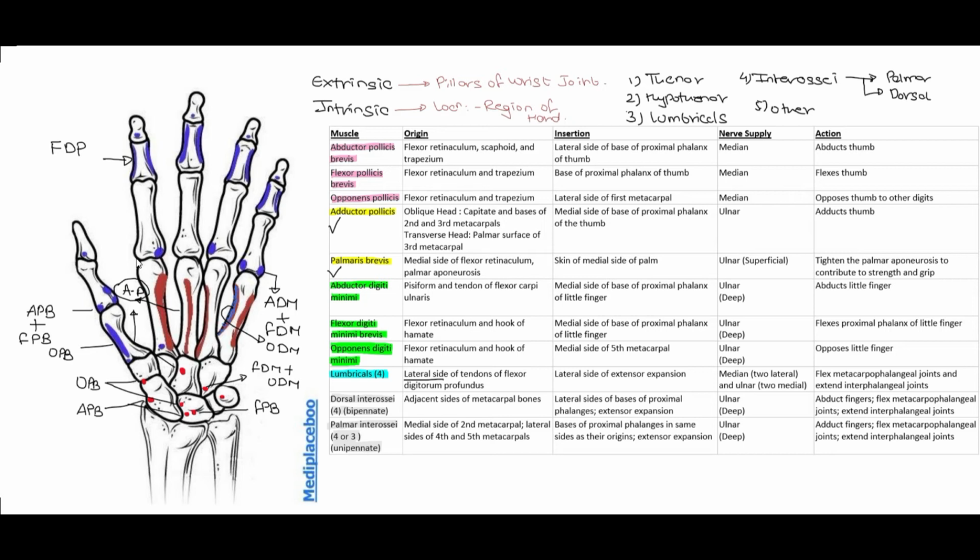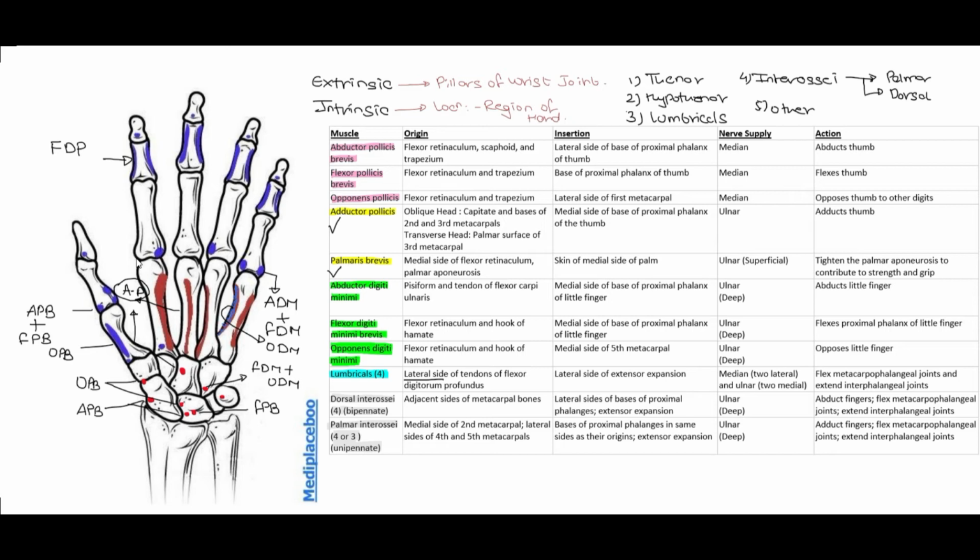Next, we have the palmaris brevis muscle. The palmaris brevis is responsible for tightening the aponeurosis while maintaining a firm grip while holding any object. The palmaris brevis is the only muscle supplied via the superficial branch of the ulnar nerve. It originates from the medial aspect of the flexor retinaculum and inserts on the skin of the medial side of the palm.